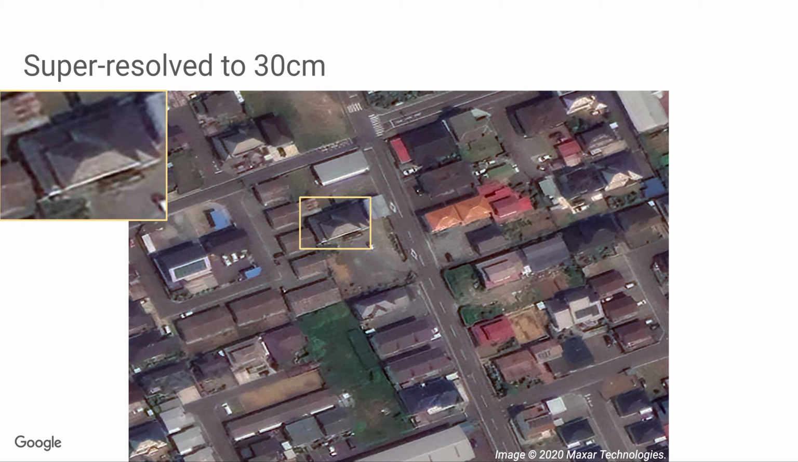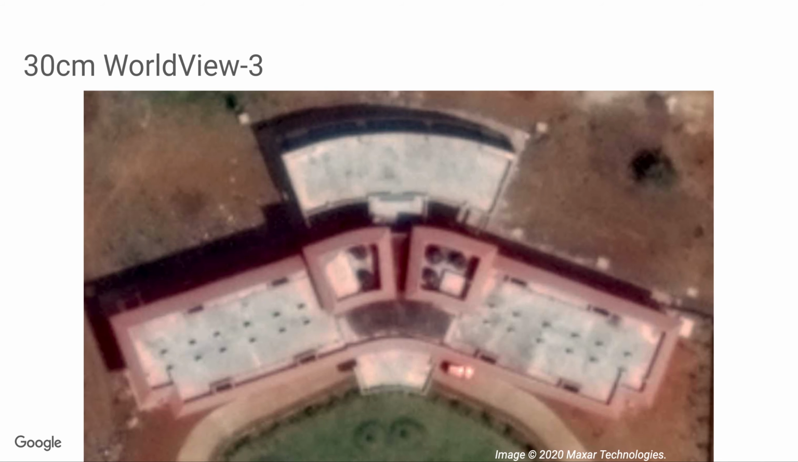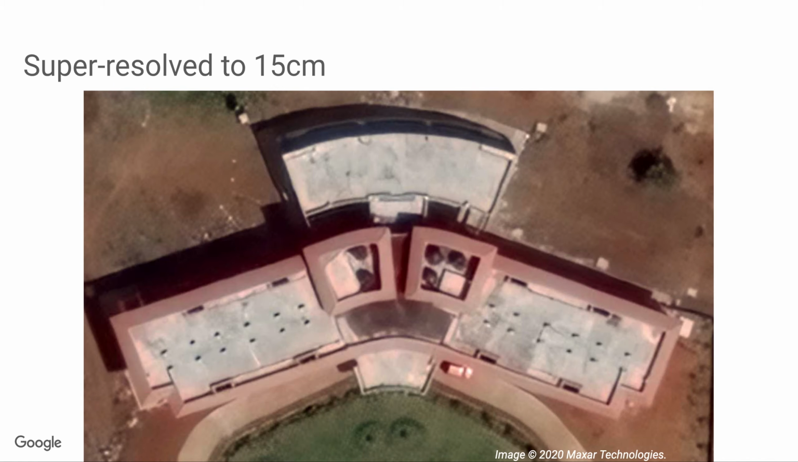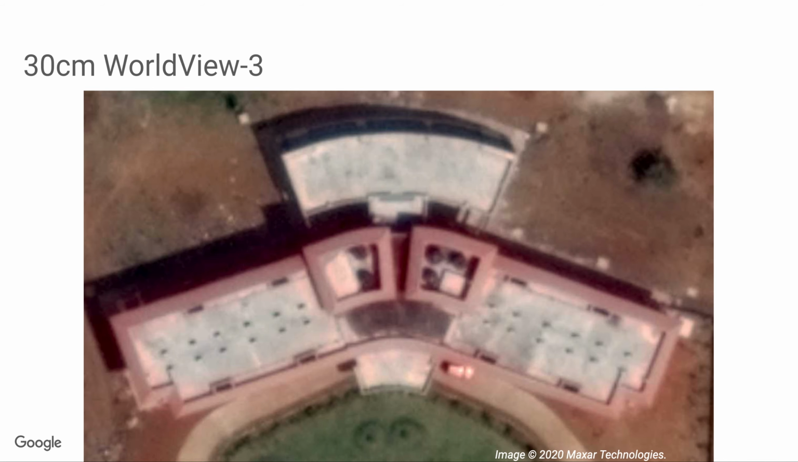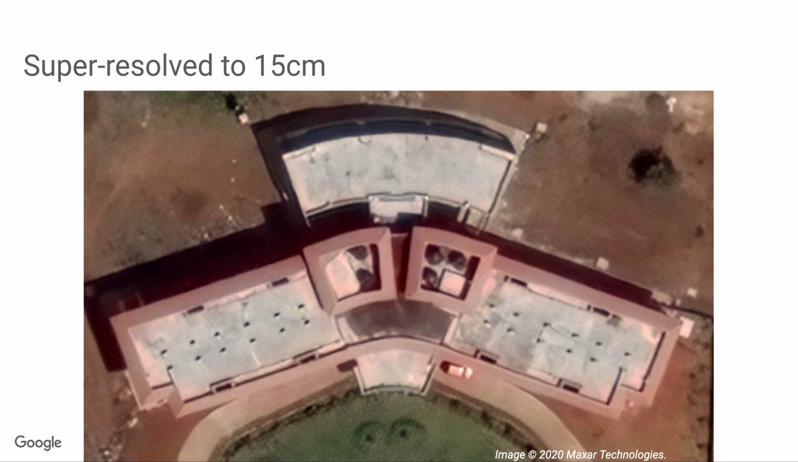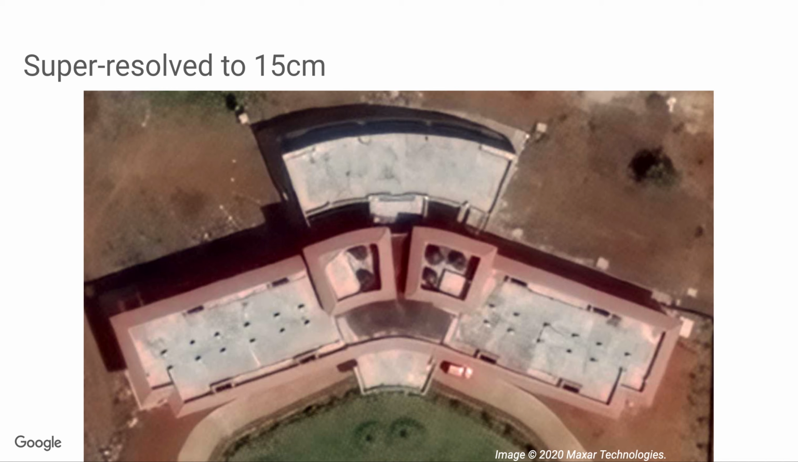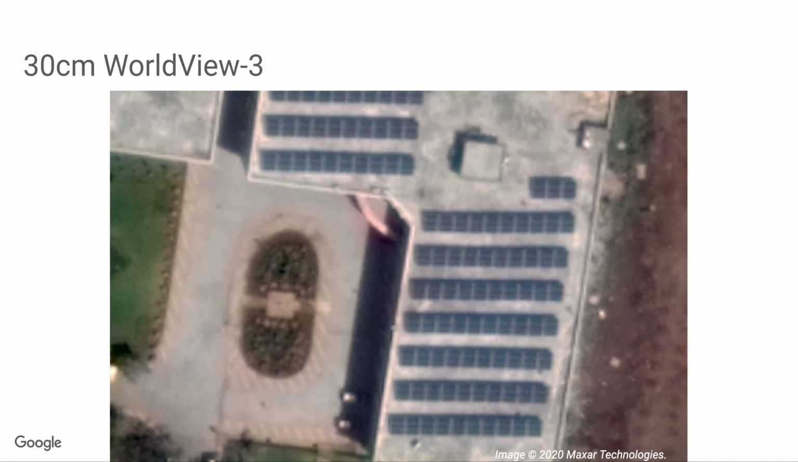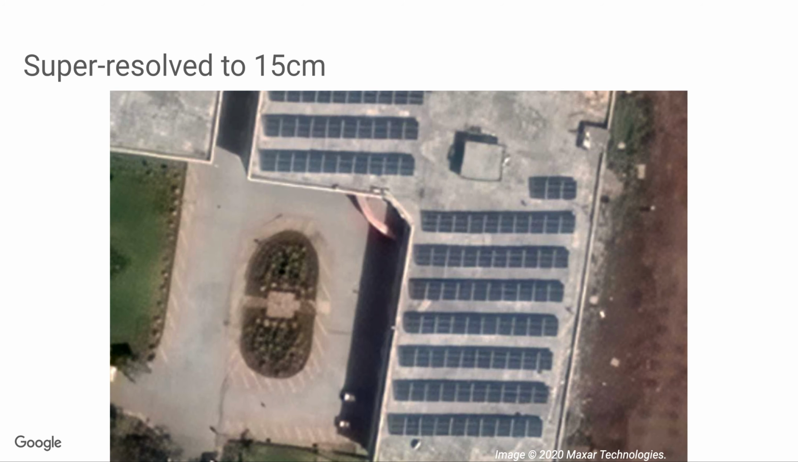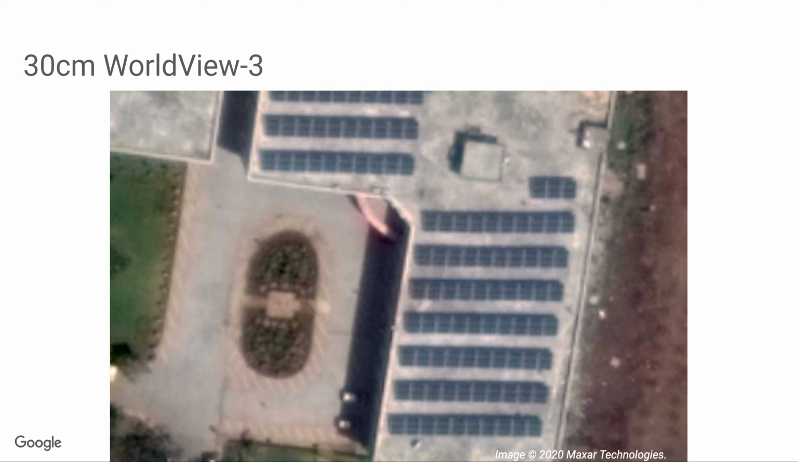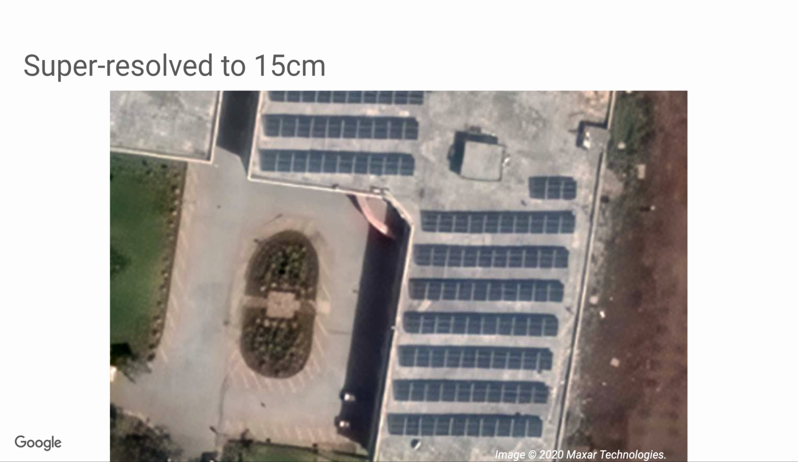Here are some examples. This is a 30 centimeter world view 3 image before super resolution. This is the one super resolved onto 15 centimeter image grid. Before super res, after super res. One more example. Before super res, after super res.